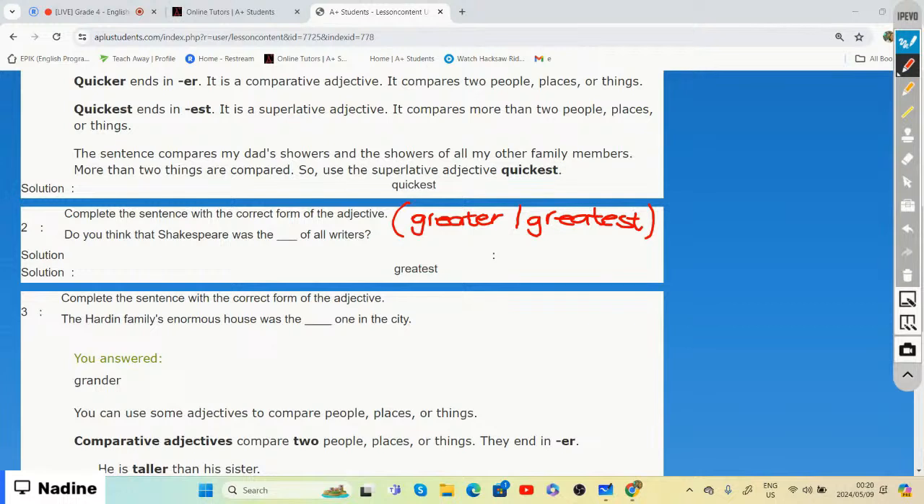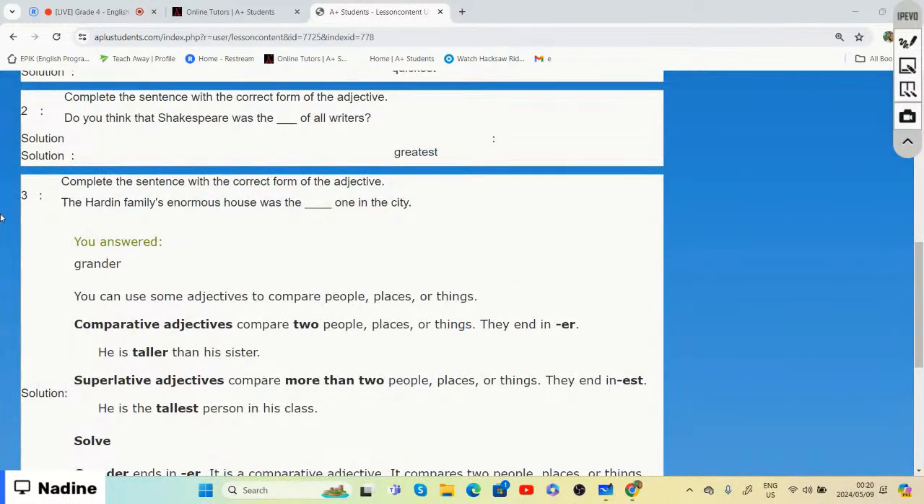All right. And if we select the correct answer, we can say, do you think that Shakespeare was the greatest writer of all writers, right? Because here, Shakespeare is being compared to all writers, which means that it is more than two other writers, right? So we use the greatest because our adjective ends in est, and that is a superlative adjective.